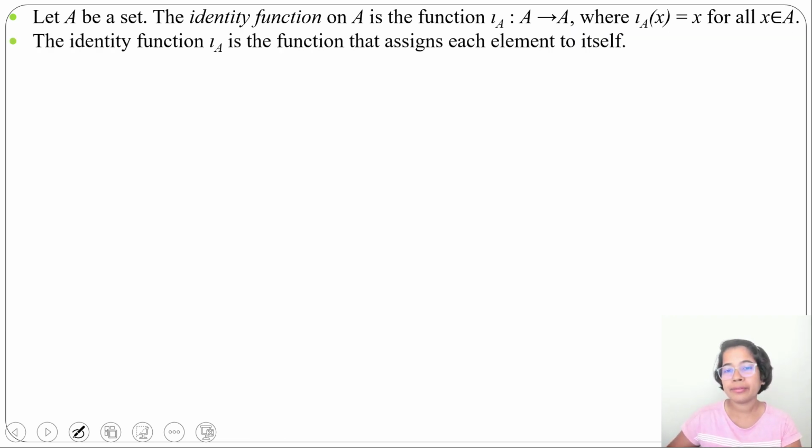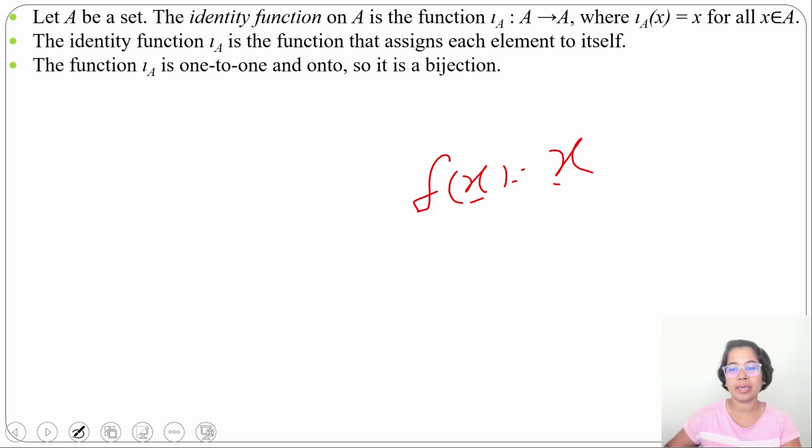The identity function I_A is the function that assigns each element to itself. So f(x) = x. We are assigning x to x. The identity function is both one-to-one and onto, hence it is a bijection. Or you can say the identity function is a one-to-one correspondence.